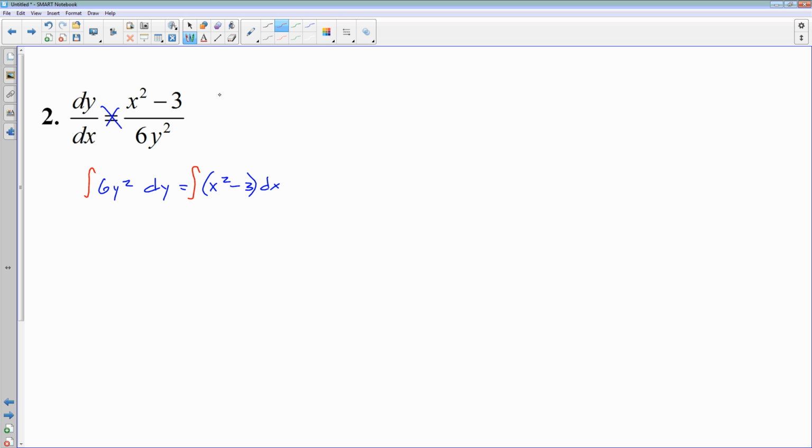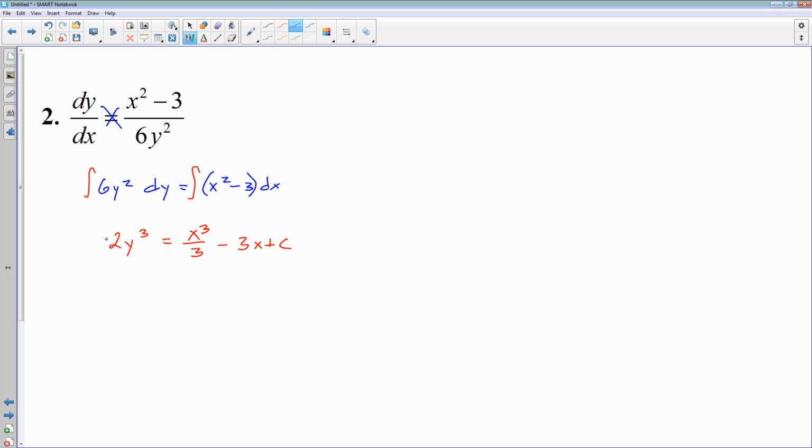Ooh, that's an ugly integral sign. Antiderivative of 6y squared is 6y cubed over 3, which is 2y cubed. I'm not going to write the plus c on the left side. Antiderivative of x squared is x cubed over 3 minus 3x, and here's my plus c. And we could stop right here. I'm going to go one step further and finish solving this.